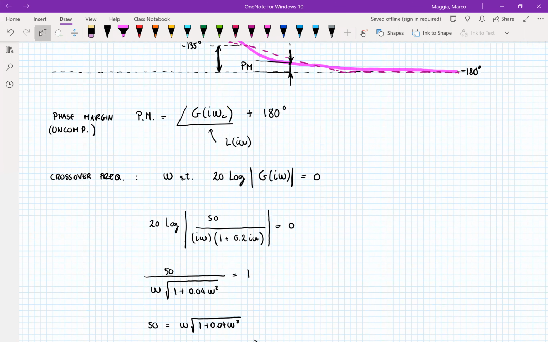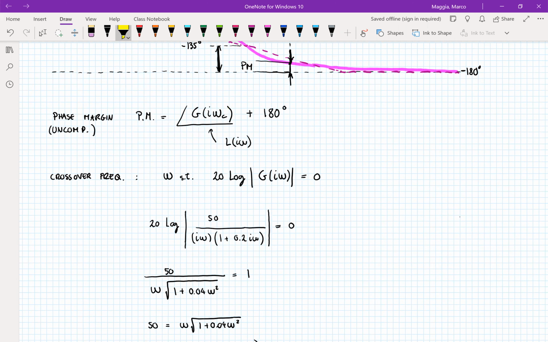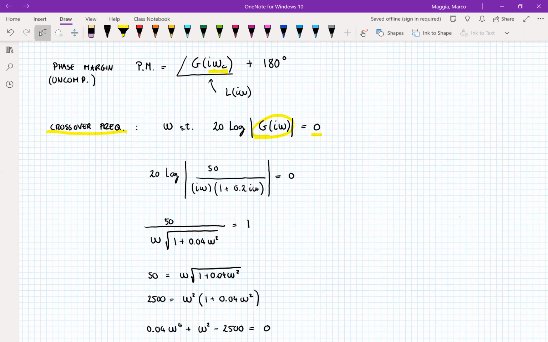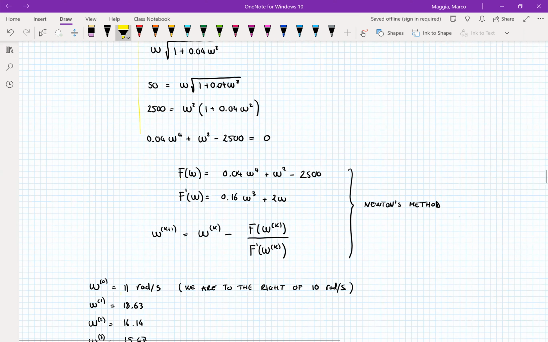All right, so here I'll spare you the details of the calculations, because we've already seen a similar example last time. Here I'm just computing first the crossover frequency, because that's what we need. The crossover frequency is the frequency such that the magnitude of the loop transfer function is 1, or when we take 20 logarithm of that, that is 0 decibels. So we're just doing exactly what we saw last time, and we're solving for omega.